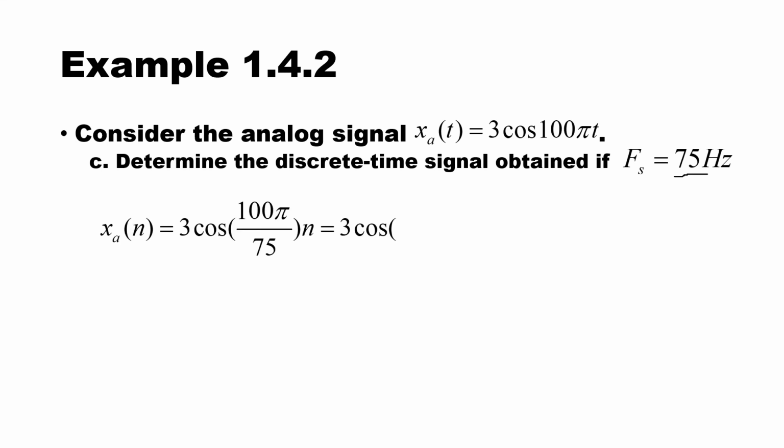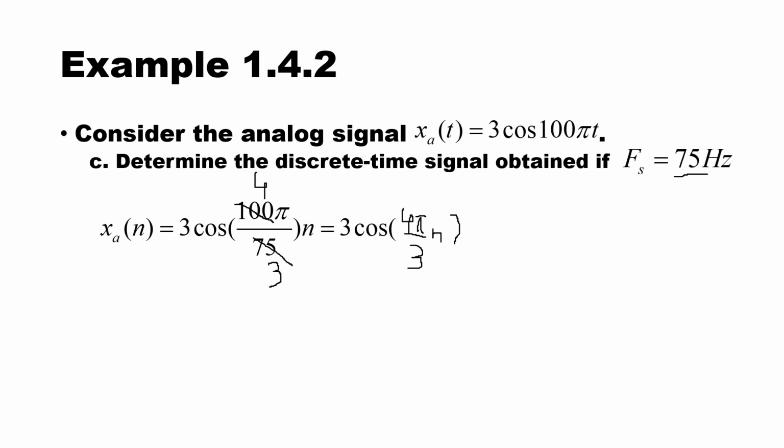We have to see. Okay, xa(n) is equal to 3 cos of 2 pi f over fs, right? 2 pi f over fs. So it is 25, 3s are 75, 25 4s are 100. We have 4 pi over 3 n. So this is it, but this is not the final answer.